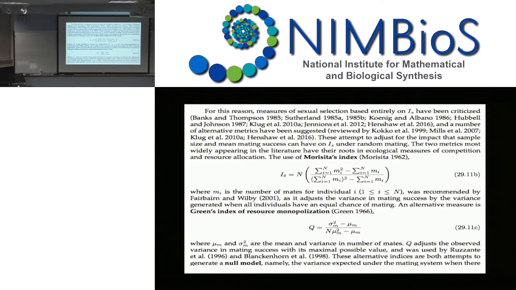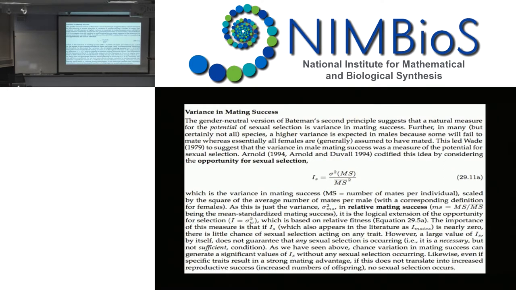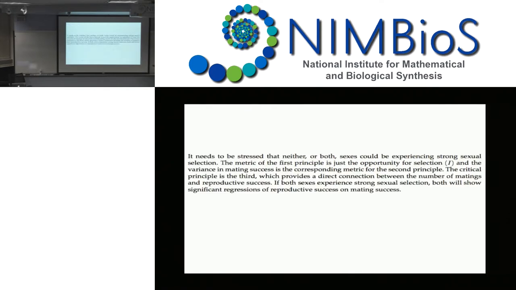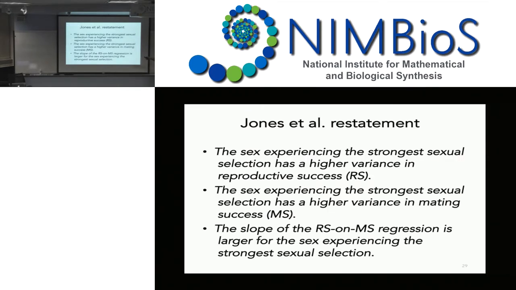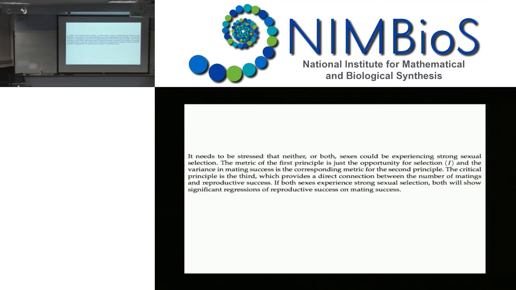So you occasionally see these metrics in the literature as well, in addition to this, because you can get a large value for this if there's simply a tiny chance of mating by chance that generates kind of a large variance. So again, this looks at that first component, the second component: do I have variance in mating success? It could entirely be random, but do I have it?